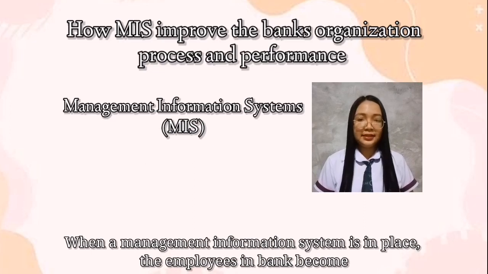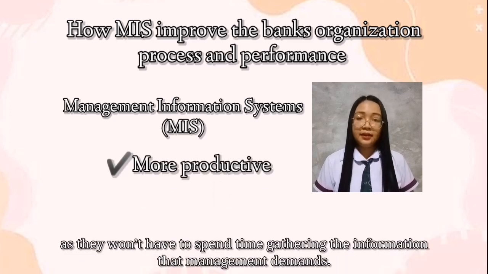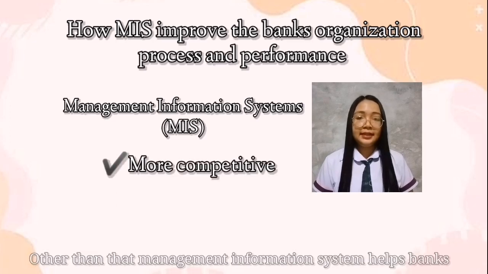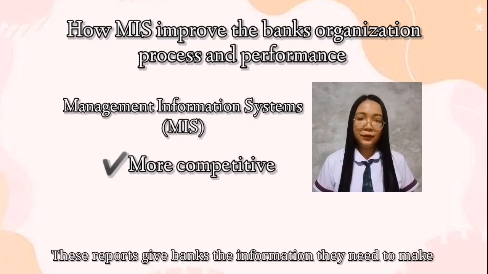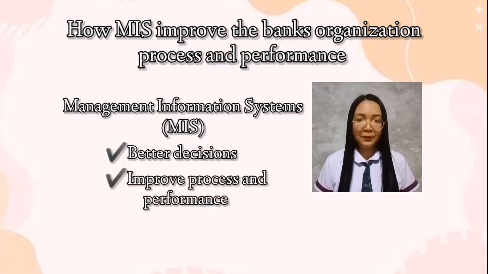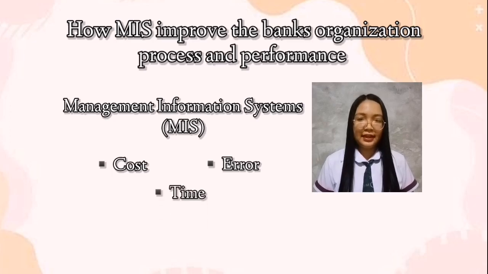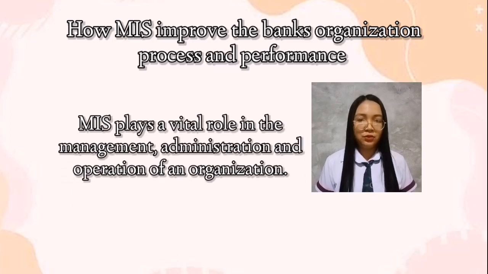When a management information system is in place, the employees in a bank become more productive as they won't have to spend time gathering the information that management demands. Other than that, the management information system helps the bank become more competitive since it reports and identifies what is working and what is not. This report gives banks the information they need to make better decisions and also improve the process and performance of their employees. MIS has been credited for reducing costs, errors, and time associated with information processing. As a result, MIS plays a vital role in the management, administration, and operation of an organization.